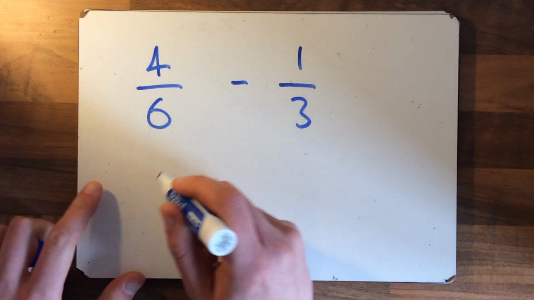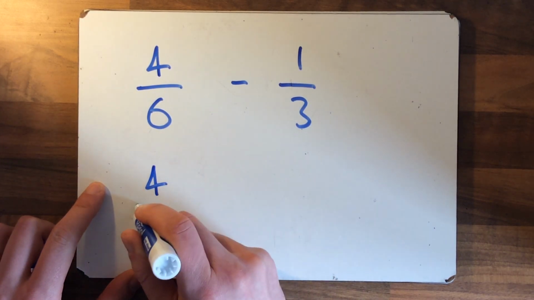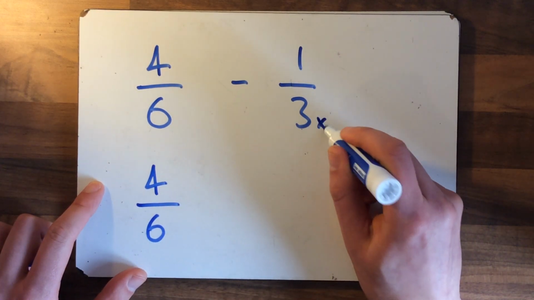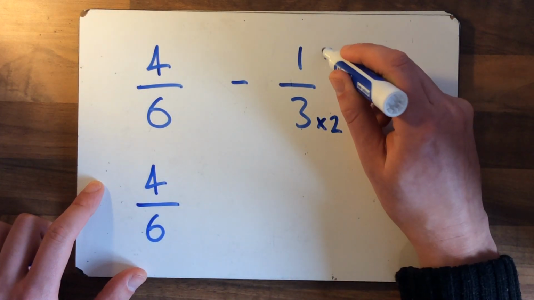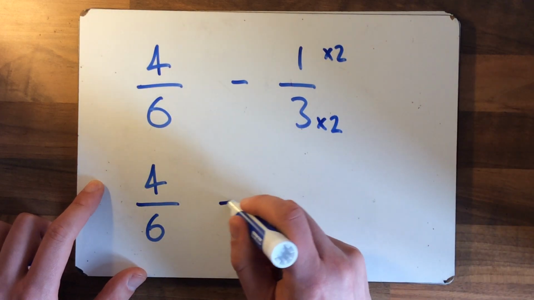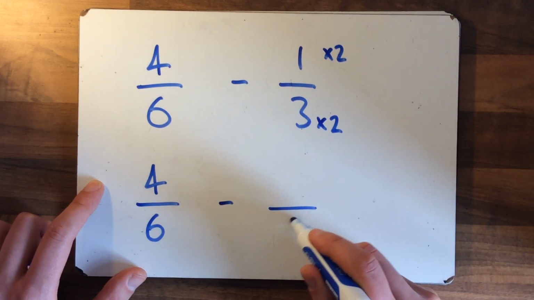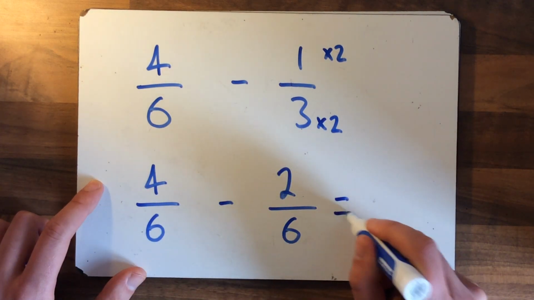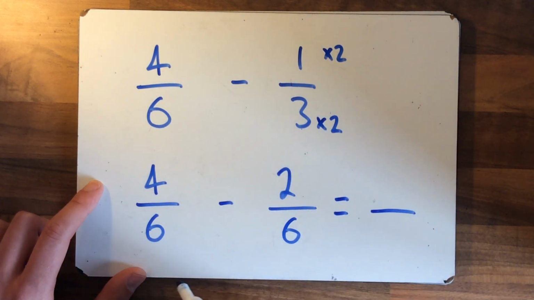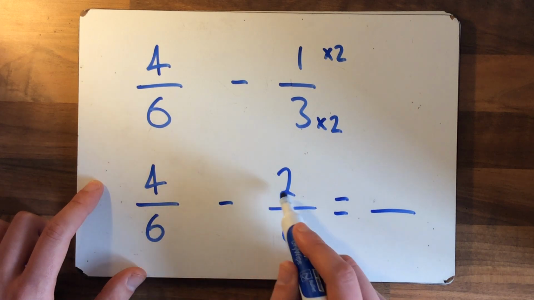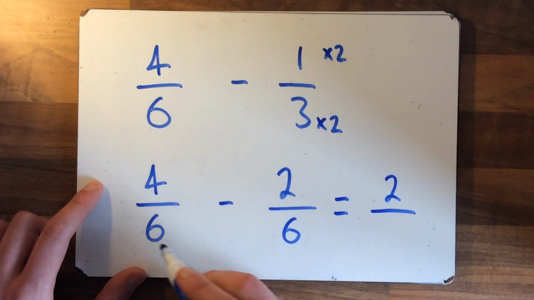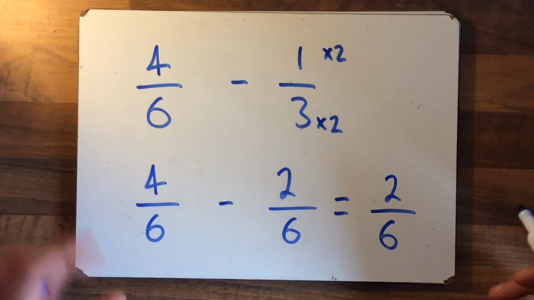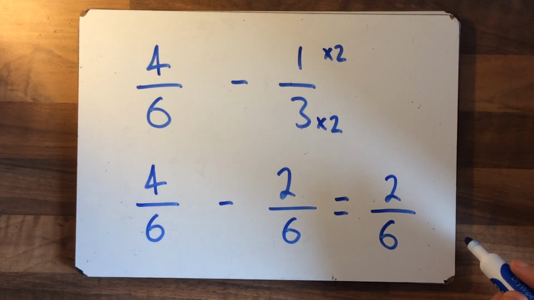If we're trying to get both these denominators to 6, what do I need to do to this 3? I need to times it by 2, so I need to times the numerator by 2 as well. 3 times 2 is 6, 1 times 2 is 2. And now, because the denominators are the same, we can do this subtraction. 4 take away 2 is 2, and then the denominators, remember, stay the same, 2/6.